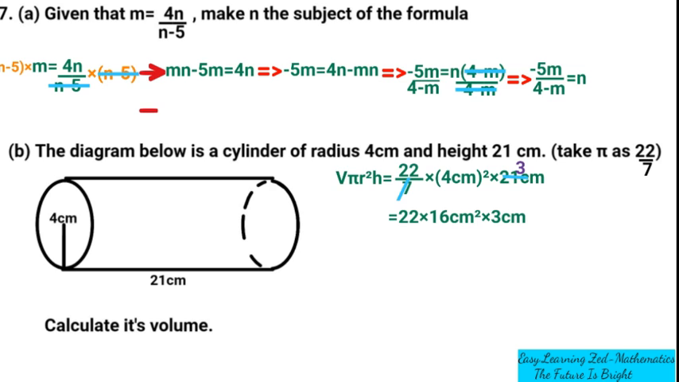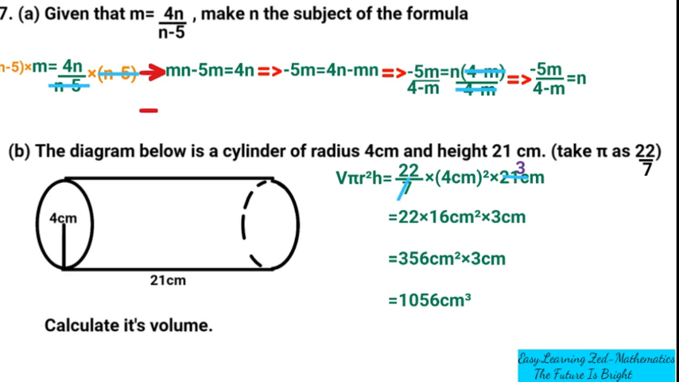Okay, so we're going to find the value of first 22 multiplied by 16 centimeters squared, which will give us 352 centimeters squared multiplied by 3. Then when we multiply that, it's going to give us 1056 centimeter cubic. So that is the volume of the cylinder. The cylinder you are seeing there, that is its volume.